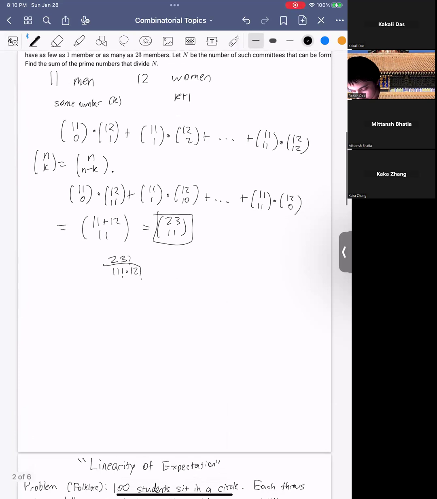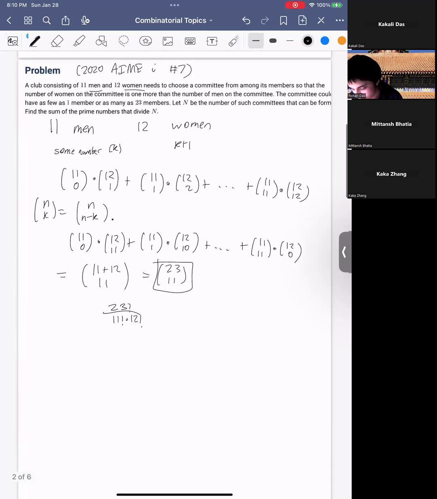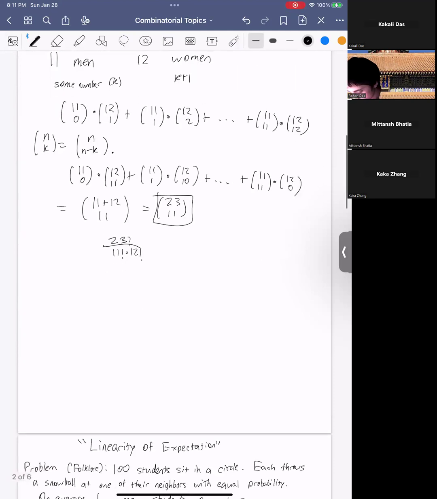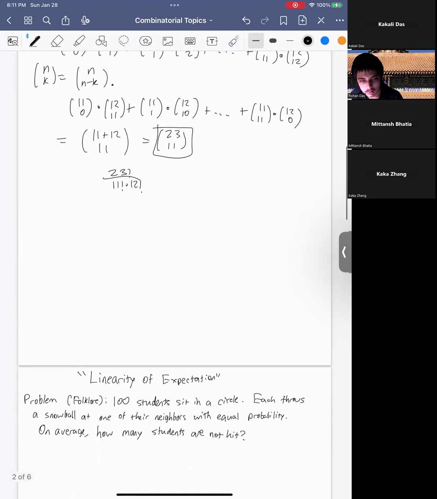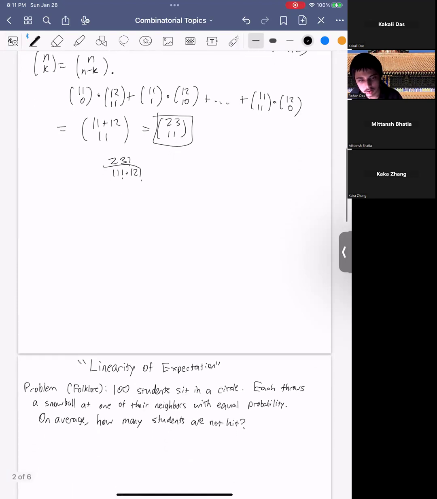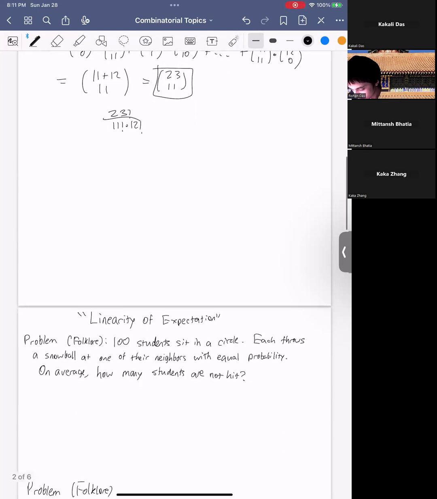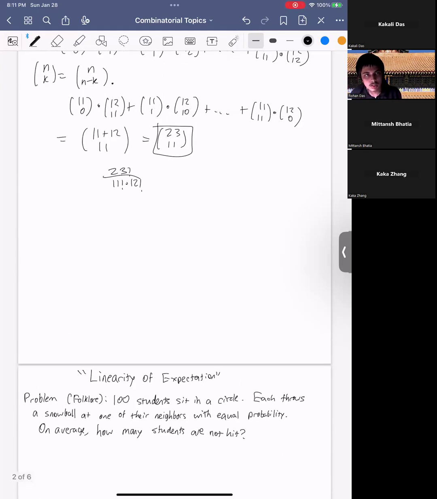So that is the fundamentals of combinatorial identities. Another very important topic in computational combinatorics is called linearity of expectation, but it does not always need to deal with expected values. This is a concept that I think is best explained through examples.